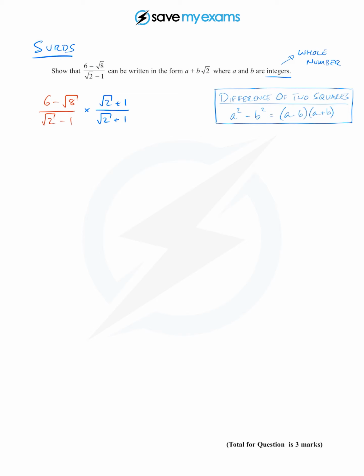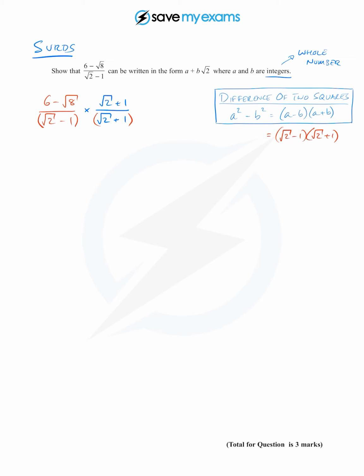Well, let's have a look at why it does. Okay, let's have a look at the bottom first. The bottom is root 2 minus 1 times root 2 plus 1. Now you may recognize this type of factorization as the difference of two squares. Look, it's a minus b times a plus b. And in this case, a is root 2 and b is 1, so we could do that.